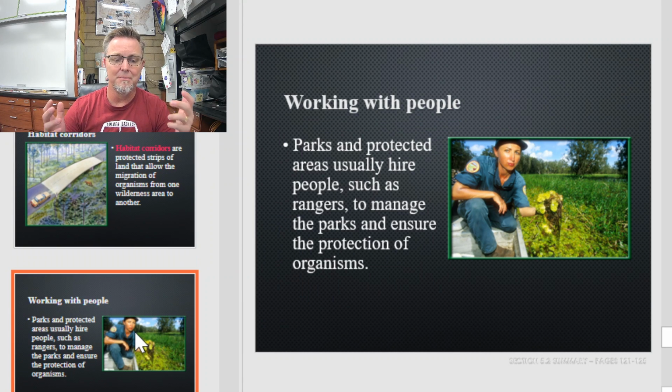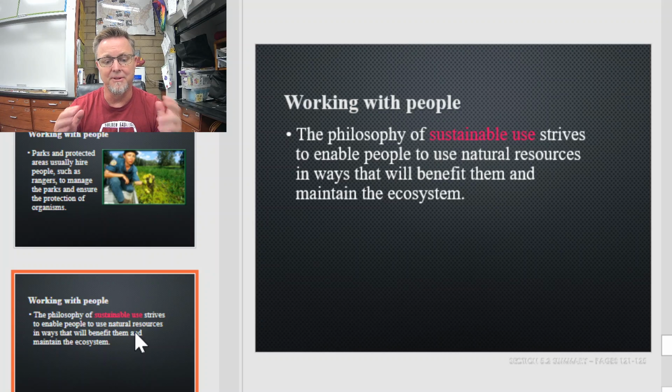The last thing, and probably the most important thing, is just get out there and work with people. Parks and protected areas usually hire people such as rangers to manage the parks and ensure the protection of organisms. The philosophy of sustainable use strives to enable people to use natural resources in a way that will both benefit humans as well as maintain the ecosystem. And after all, that's gotta be the goal. We need to protect the ecosystem, not just for our generation, but generations to come. For generation after generation after generation is going to be depending on the biodiversity we have here the exact same way you are today.